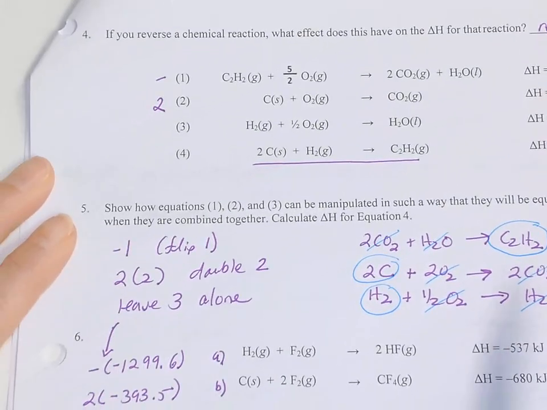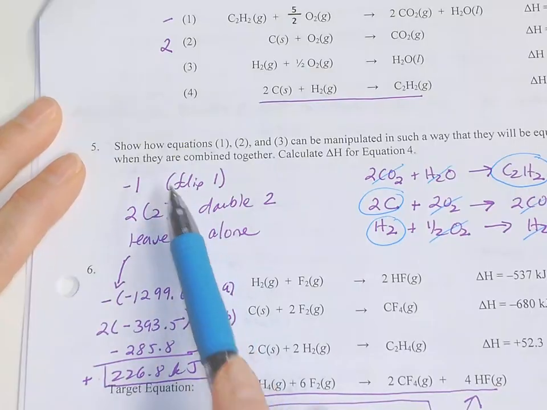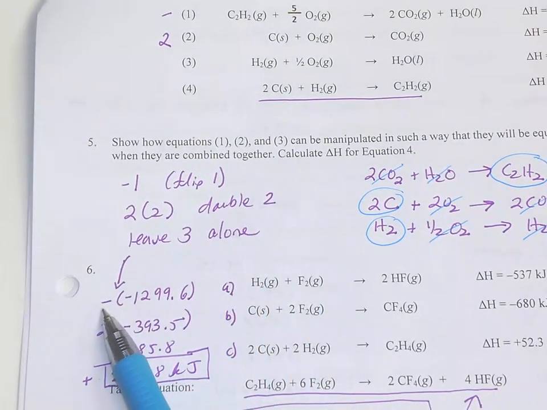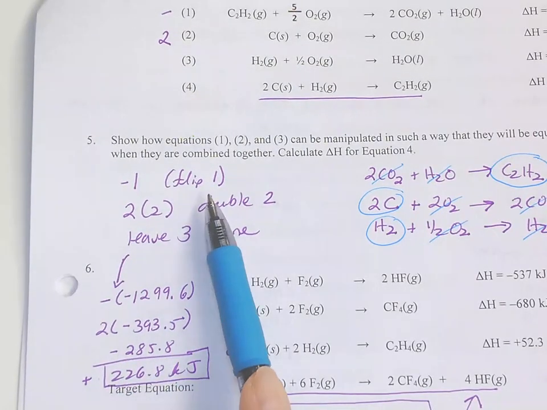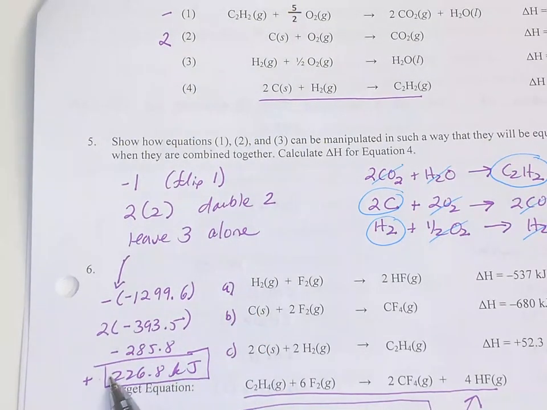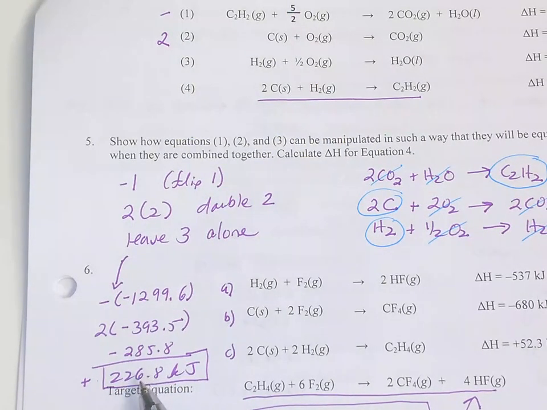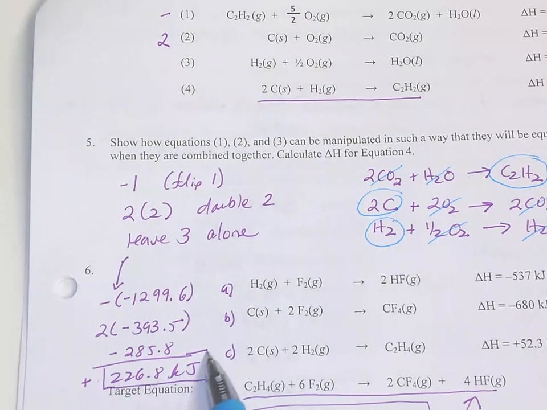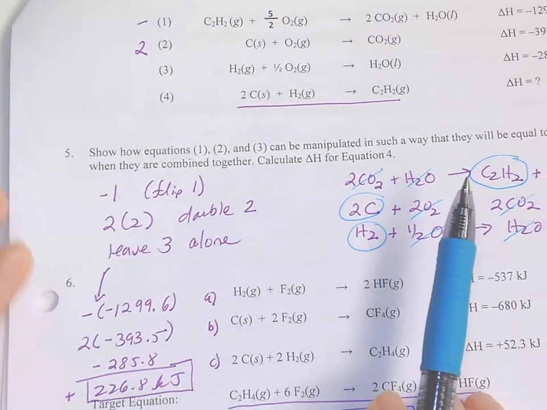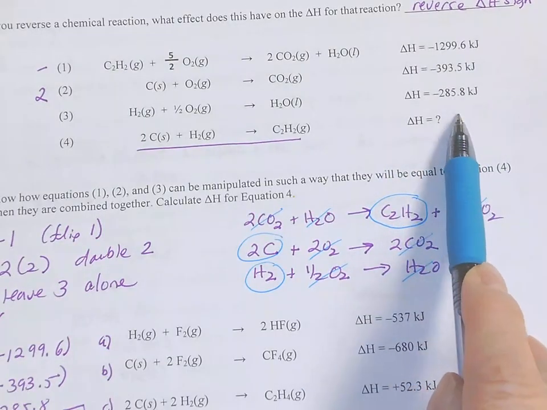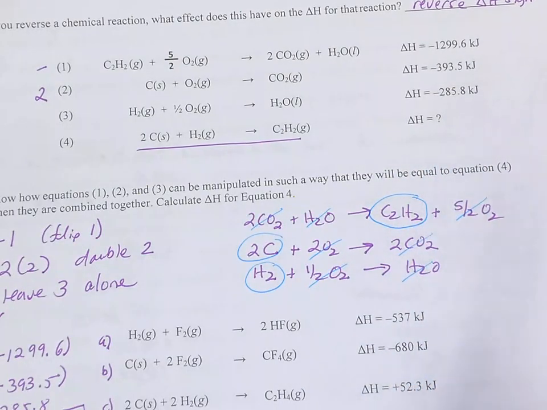We then can take and do to the math what we have done to the reactions. We flip the sign of reaction 1, we double reaction 2, and we leave reaction 3 alone, making sure that we pay attention to the thermodynamic signs. At that point, when we add them up, we get a positive 226.8 kilojoules, which would be the delta H value that we would be able to place in the fourth reaction's value.